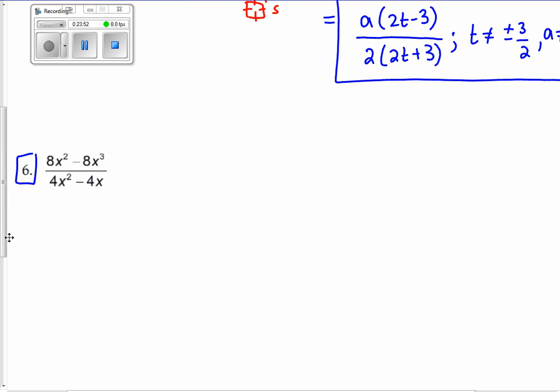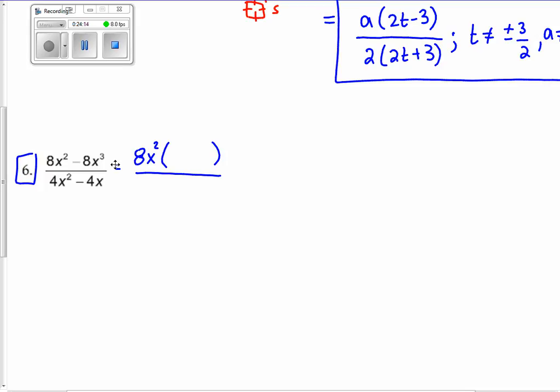GCF. Alright, so GCF, what can you factor out of the numerator? Guys? 8x. Beautiful. 8x what? Squared. Good. So when I divide, I factor out an 8x squared.